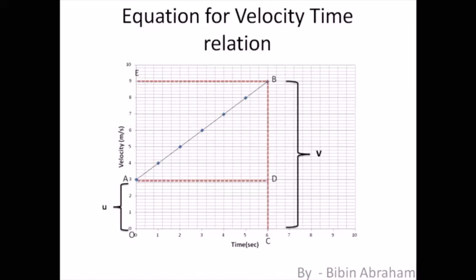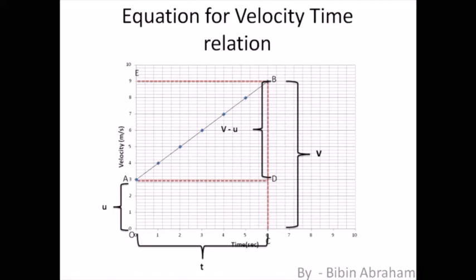This is your CB, that is 9 meter per second. How much time has it taken? Yes, 0 to 6, that is 6 seconds, and that I labeled as t. And the difference between your final and initial velocity is v minus u. I hope this is clear.